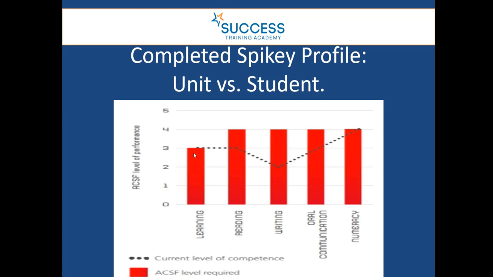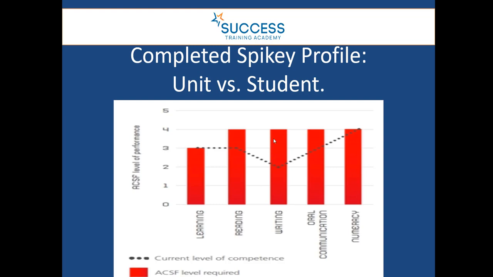So learning, we can pretty much see that the student has a level 3, the unit requires a 3, so they're bang on, they're fine, there's no gap there at all. Reading, the student has a 3, but the unit itself actually requires a 4. So we can see there's a bit of a gap there, all right? So we would need to support them in the reading area.